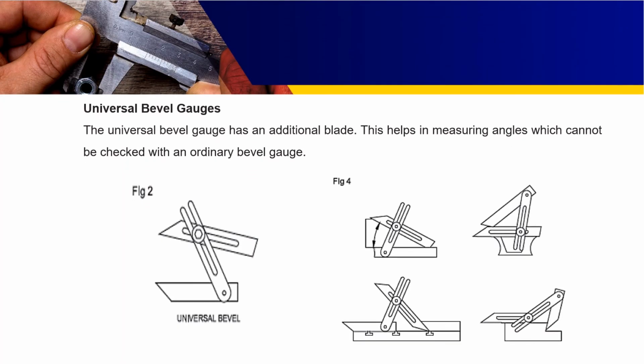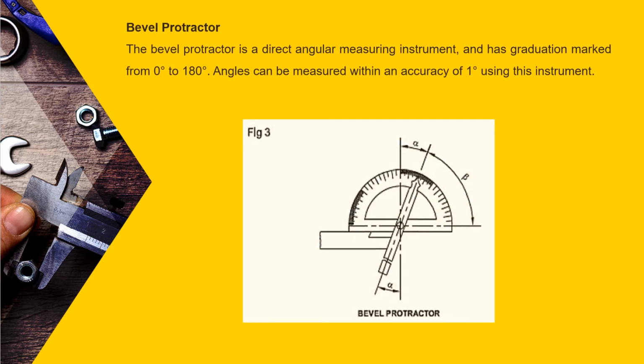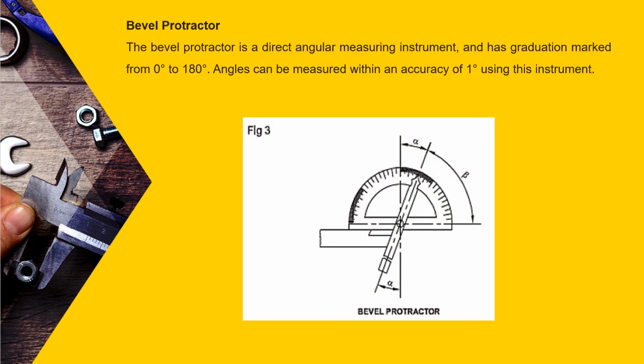Universal bevel gauges. The universal bevel gauge has an additional blade. This helps in measuring angles which cannot be checked with an ordinary bevel gauge. Bevel protractor. The bevel protractor is a direct angular measuring instrument and has graduations marked from 0 degrees to 180 degrees. Angles can be measured within an accuracy of 1 degree using this instrument.